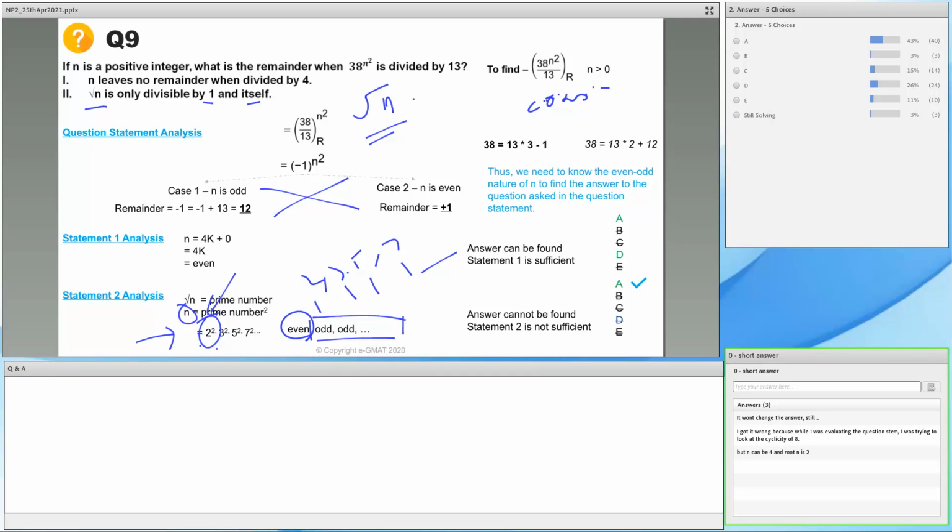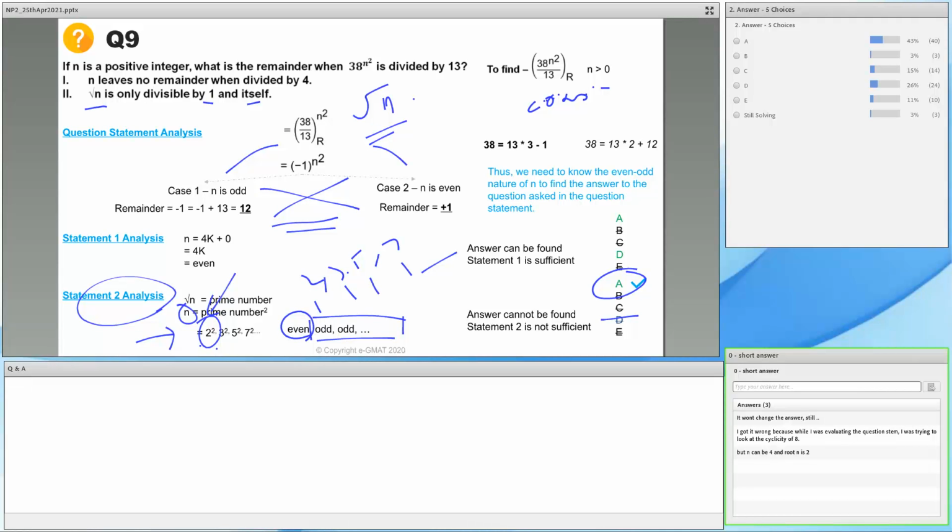But essentially, because it does not resolve this odd even conflict, you don't know whether it is odd or even from statement 2, which is why option D gets eliminated. Only statement A is sufficient. It's as simple as that. That is precisely the use case.